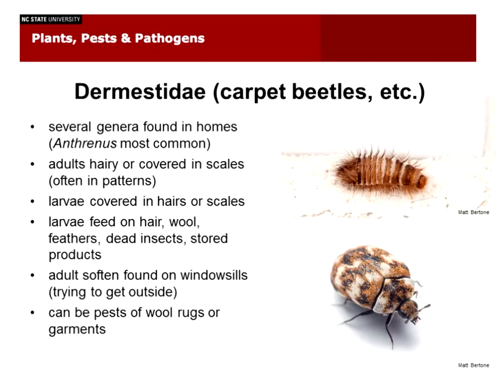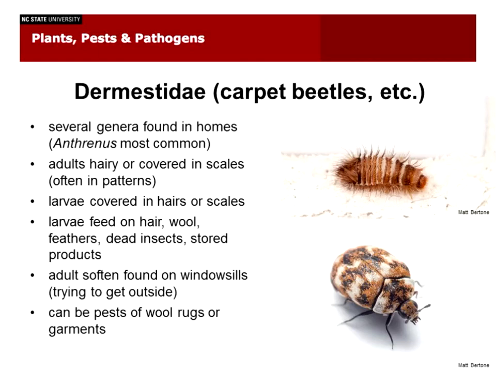The adults are often found on windowsills. They're not softened, but they're often found on windowsills because once they emerge as an adult, they want to get outside. They like to be on flowers and feed on pollen. And then once they've fed on pollen and are satisfied, they can go to a nest or a bird nest and/or home and try and lay their eggs. That said, they can be pests of wool rugs or garments because they do feed on those things.